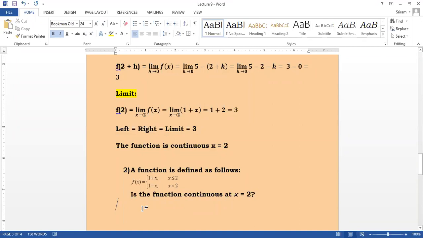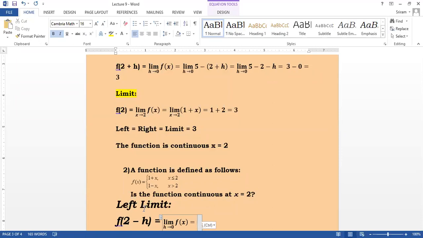So first and foremost, I am going to find the left limit. What is the meaning of left limit? We are going to find f of x where my a value is 2 minus h. The a value is 2 minus h. So I am going to find limit x tends to 0 f of x.